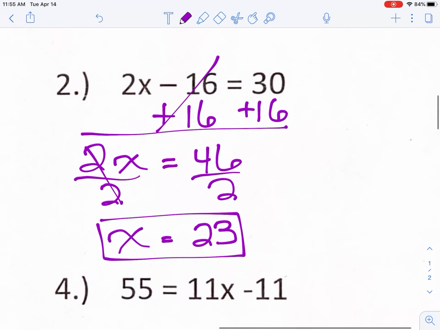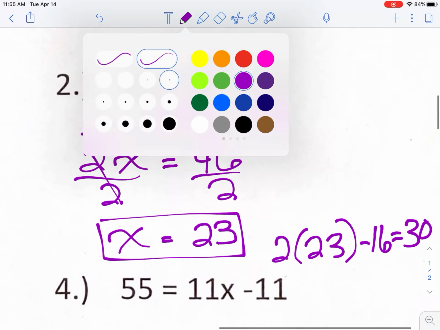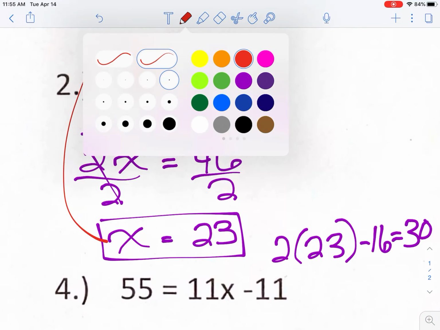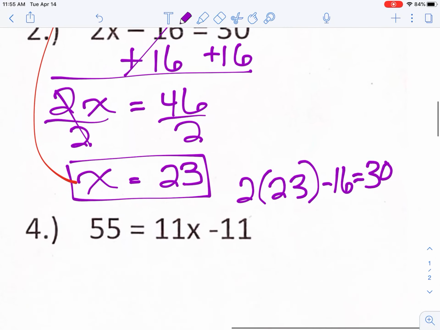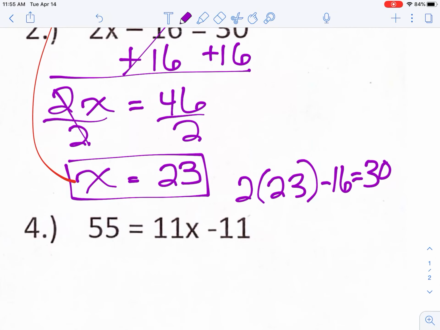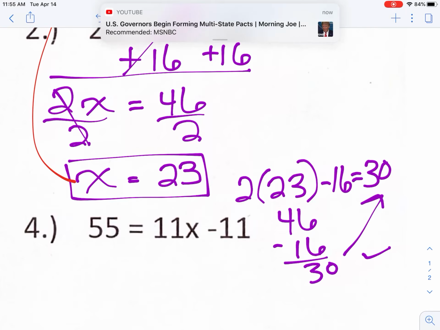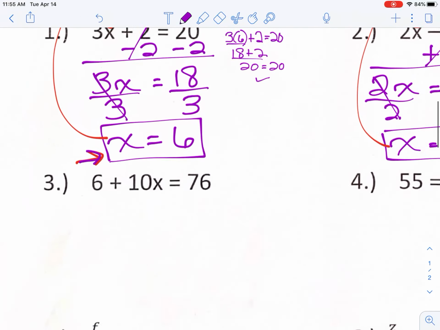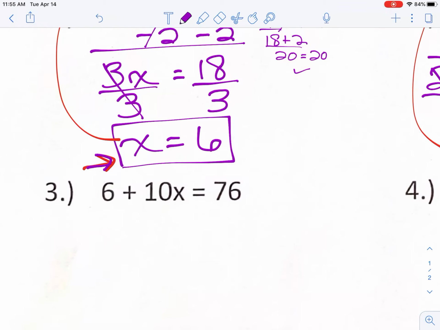We can go ahead and check. 2 times 23 minus 16 is 30. Again, I'm putting that 23 back in here for x. 2 times 23 is 46, and 46 minus 16 is that 30. It checks out. Okay. Alrighty.